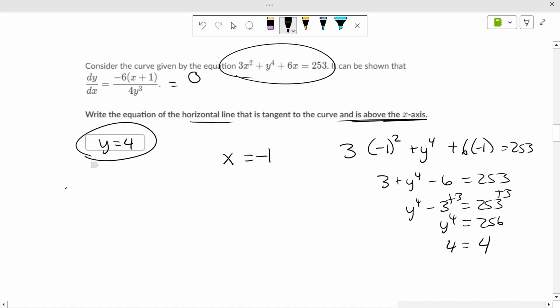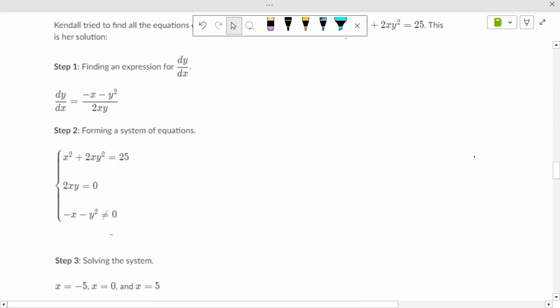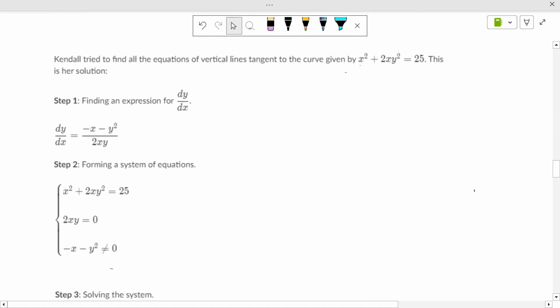That's the equation of the line, which is above the x-axis, because y equals negative 4 may have worked. It wouldn't in this one, but it may have worked. That's why they say it's above the x-axis. Okay, y equals 4. All right. Those, I think, are straightforward.